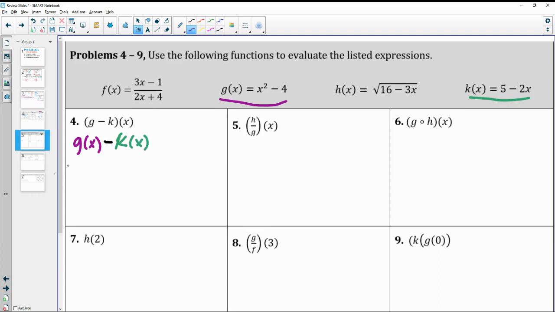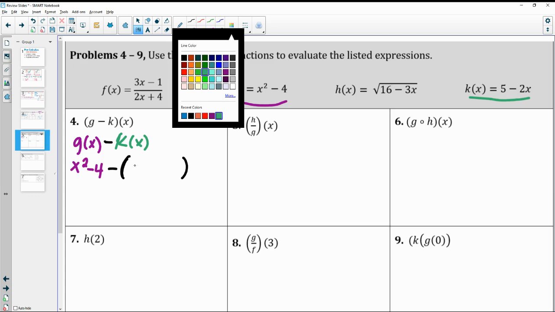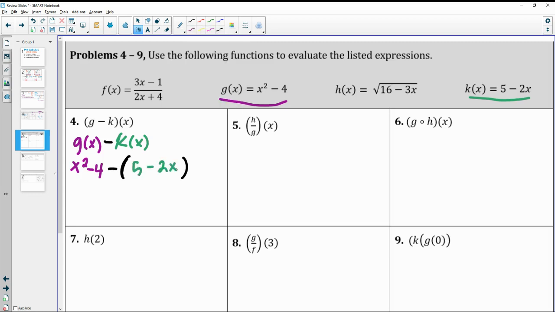So we're going to subtract k of x here. When you plug this in, be really careful with subtraction. So this is x squared minus 4. And then we're subtracting this whole k function, so make sure you get it in parentheses. And k is 5 minus 2x, so you'll want to distribute that negative. So we have x squared minus 4, and then we have minus 5 and plus 2x. Then you can combine your like terms. So we have x squared, we have a plus 2x, and then negative 4 and negative 5 is negative 9.